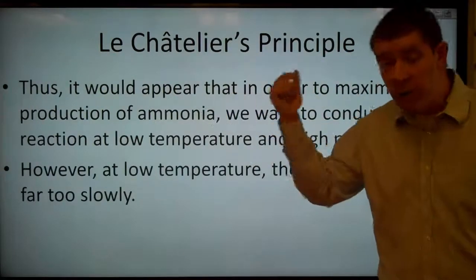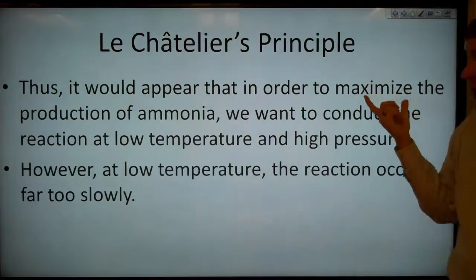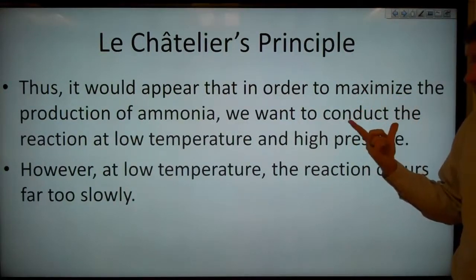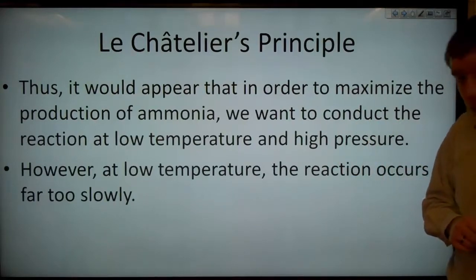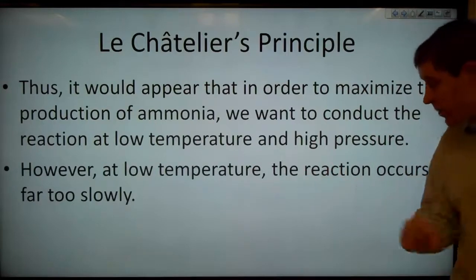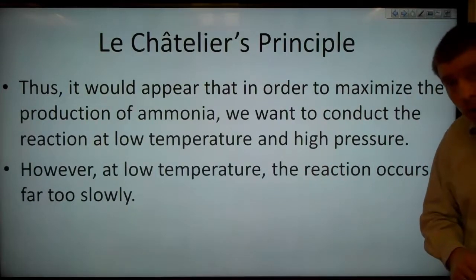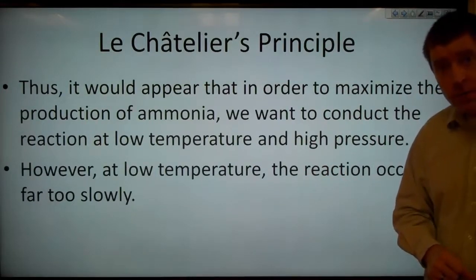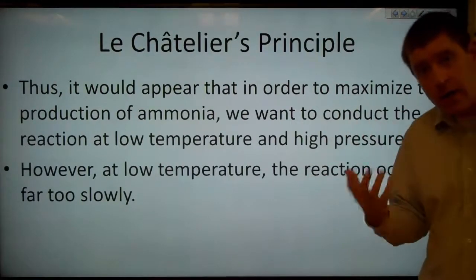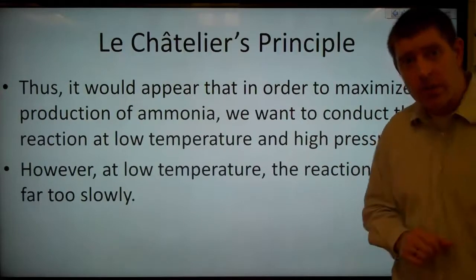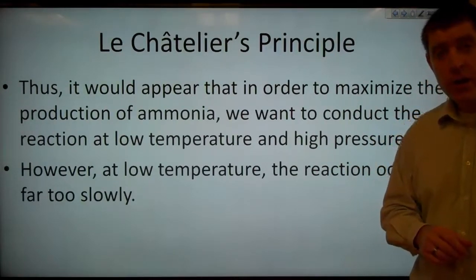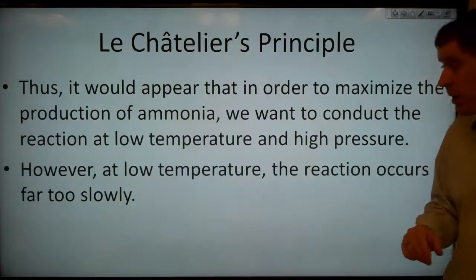So, it would appear then that in order to maximize the production of ammonia, we want to conduct the reaction at low temperature and at high pressure. Unfortunately, at low temperature, the reaction occurs far too slowly for it to be useful, and that means that we have to keep the temperature higher, which means that we're shifting the equilibrium to the left, and we're getting a lower fraction of the product that we want, the ammonia.